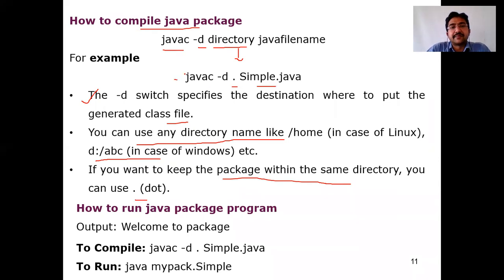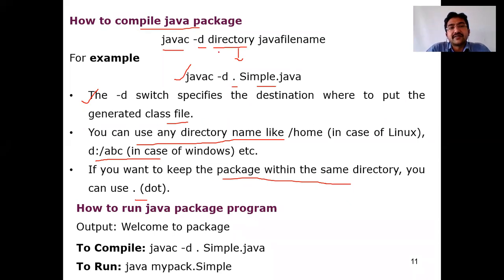So like this, the compilation has to be done: javac space -d space dot, if you are storing the class files in the same directory, then space filename.java. If you want to store the class files in a particular path, you mention the path name at the place of directory. You already know what a path name is, like C:/program files/java, or E:/abc, anything you can give.